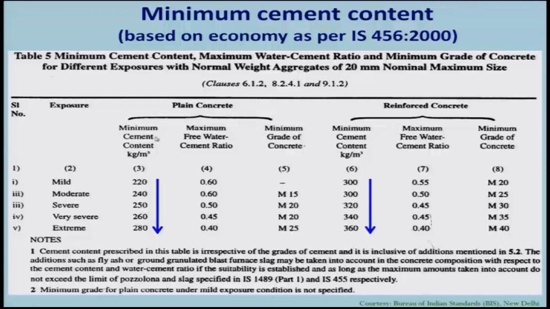So, what you find is that under minimum cement content for mild exposure 220 is provided, moderate 240, and likewise for extreme it is 280. So, you see that the minimum cement content is increasing if the conditions are extreme, and likewise the same is true for reinforced concrete also, where the values are changing from 300 to 360. You will also notice that the minimum cement content used for reinforced concrete, all these values from 300 to 360, are much higher than the plain concrete values ranging from 220 to 280 for that particular exposure condition. As I mentioned, we will revisit this table at a later stage.